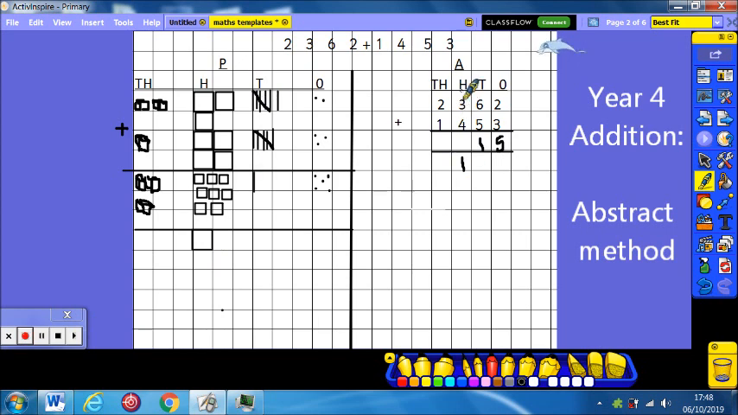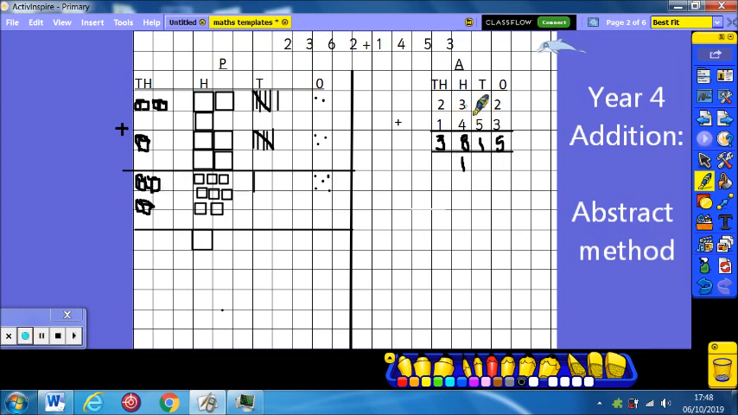Then we'll go to the hundreds column. I've got 3 hundreds, add 4 hundreds, add the 100, try not to forget that one, and that will equal 800. Again, the abstract 800s matches the 800 we've drawn pictorially as squares. Lastly, we go to the thousands. I've got 2,000 add 1,000, and that will equal 3,000. Again, it matches my squiggles pictorially.